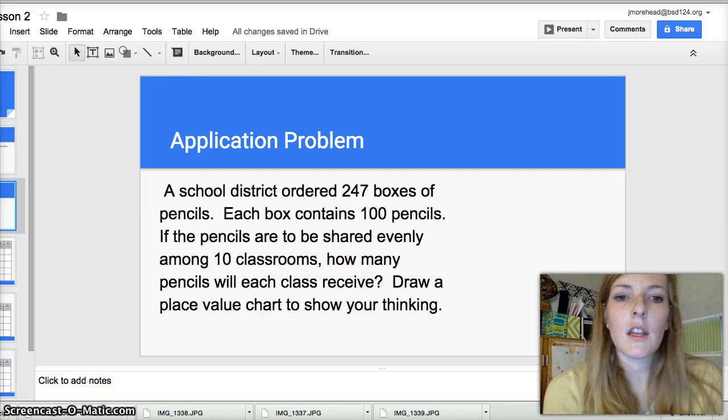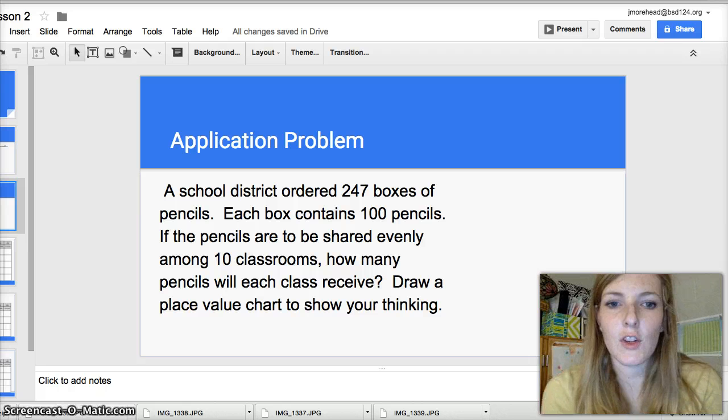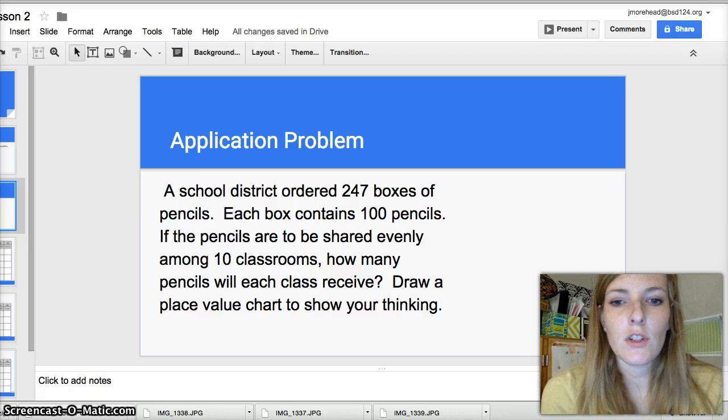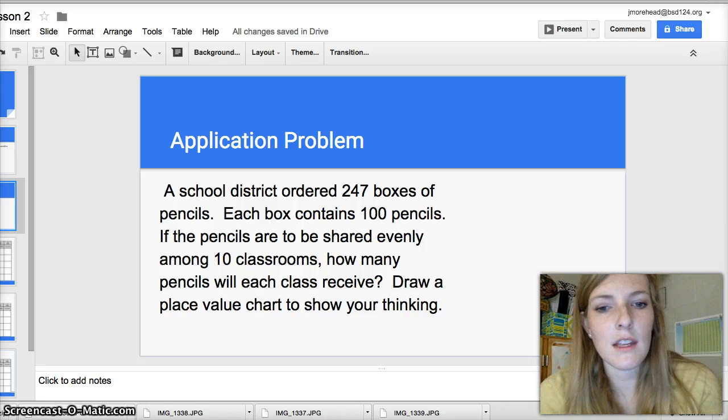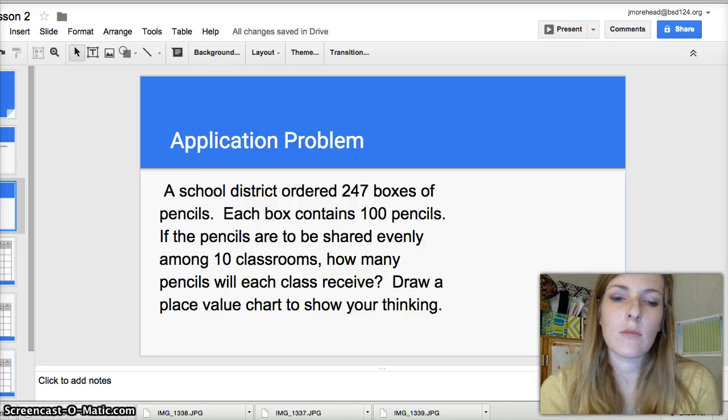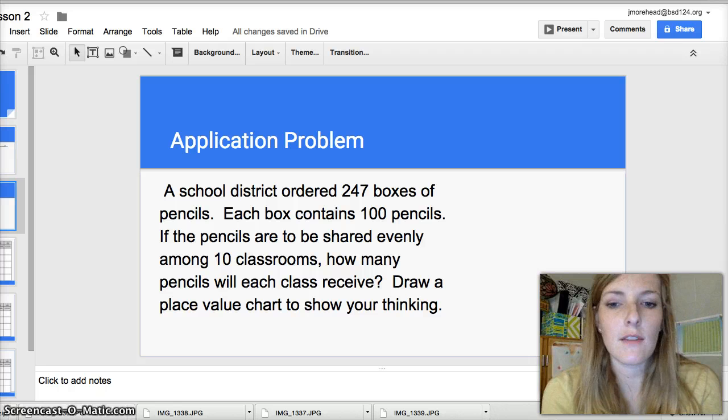So let's get started with an application problem from yesterday's learning. A school district ordered 247 boxes of pencils. Each box contains 100 pencils. If the pencils are to be shared evenly among 10 classrooms, how many pencils will each classroom receive? Draw a place value chart to show your thinking.